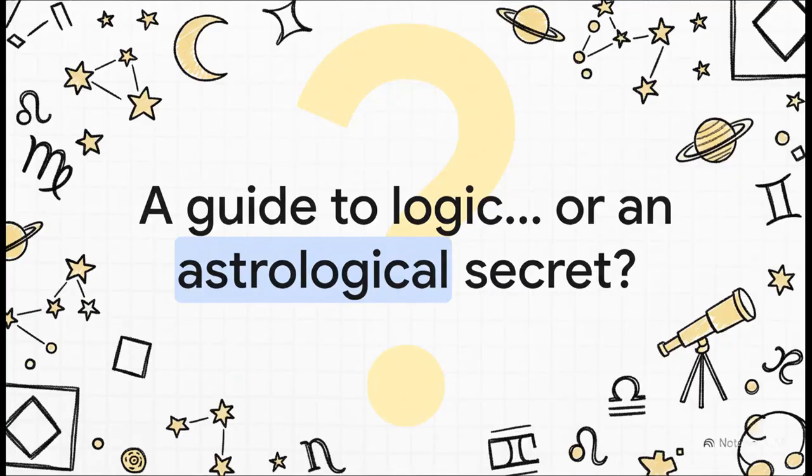So, what do we do with this? Is it just a really creative way to remember these logical forms? Maybe some kind of deep philosophical metaphor? Or is our simple guide to logic actually hiding a completely different astrological secret? The source doesn't tell us, which leaves us with one final and pretty fascinating question. What do you think?